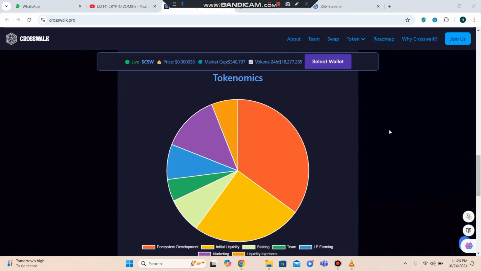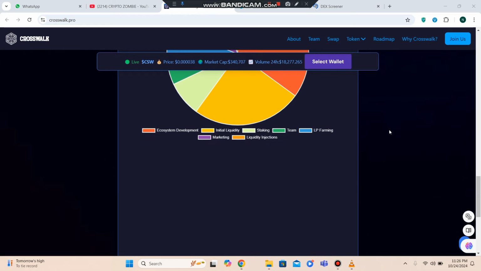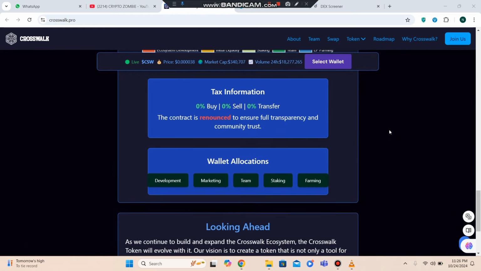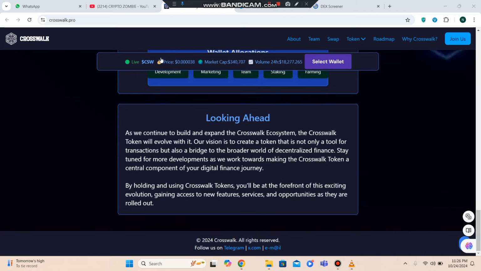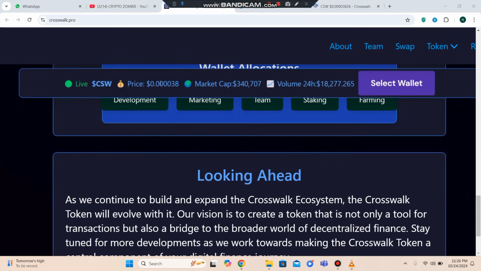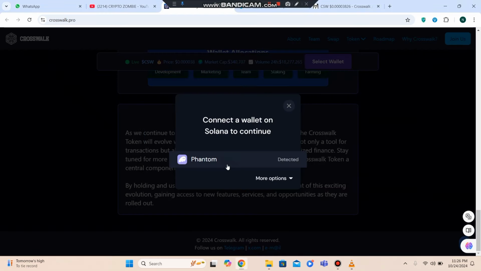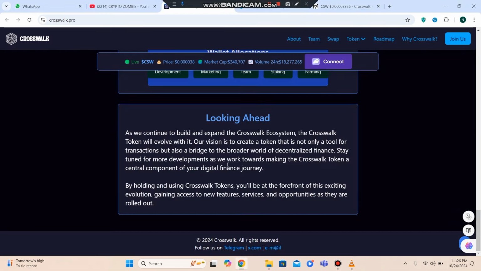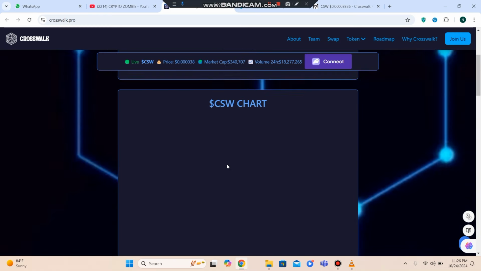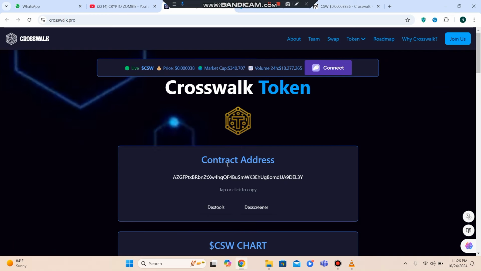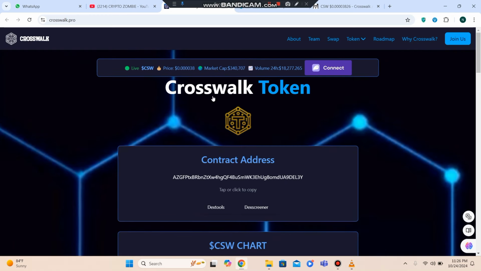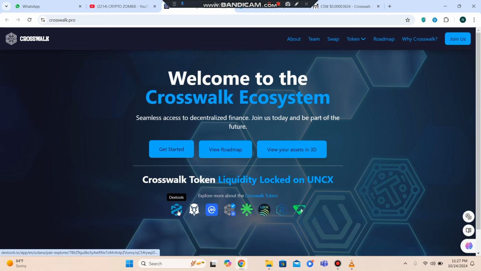You can also get information about their tokenomics: the total number of tokens, the categories in which they have been allocated, and the different percentages can be checked out. You can also see the most essential information, the recent price of the CSW token that is live, and its trading volume. You can connect your wallet, like MetaMask, Phantom wallet, or Trust Wallet, for staking or to buy their token. You can also copy the contract address to import this token on the exchanges where it has been listed.